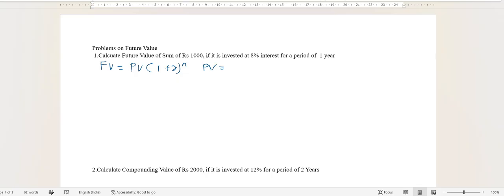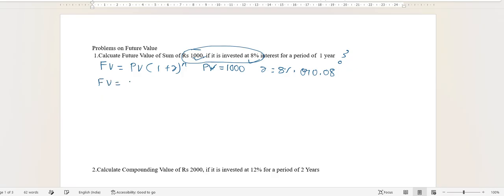Calculate the future value of rupees 1000. That means your 1000 will become your present value. If today you are investing 1000 at 8%, after 1 year, what is its value is what is being asked here. So my present value, the money I am investing, is 1000. Then we need r. r is equal to 8%, which is also called 0.08.